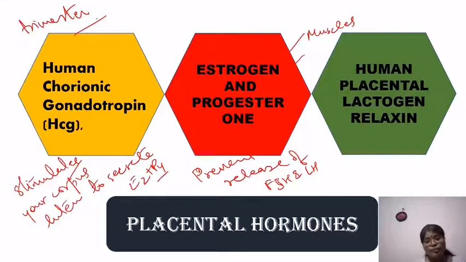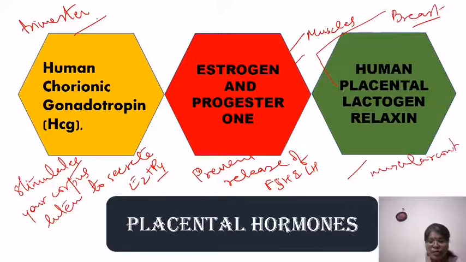There are another two hormones, which are human placental lactogen and relaxin. Human placental lactogen is released from your placenta, and it is responsible for the development of your breast, so that the mother will start lactating after the birth of the child. Relaxin is also very important. It acts on the pubic symphysis. It also prevents, first of all, the muscular contraction of your uterus.